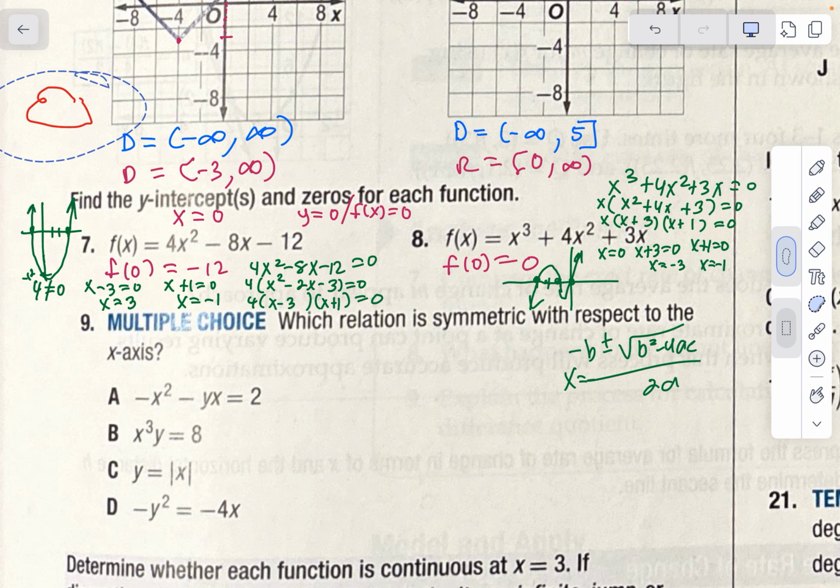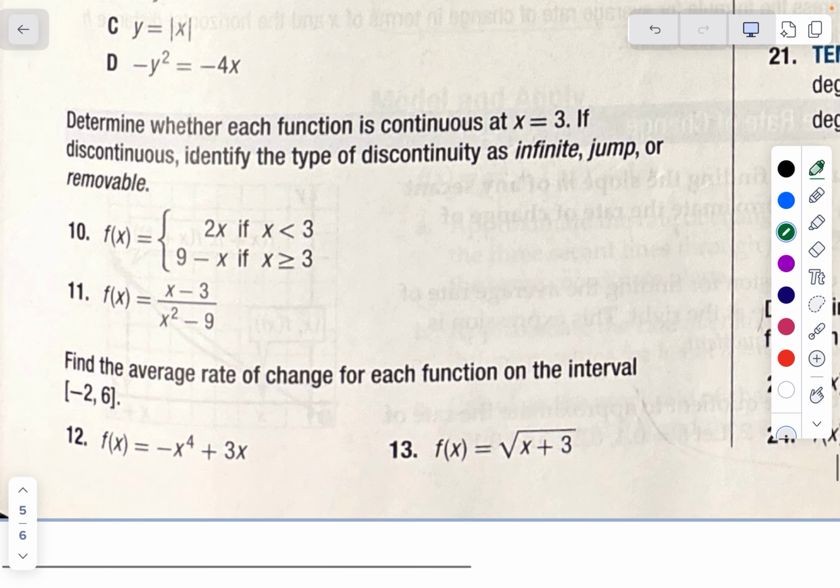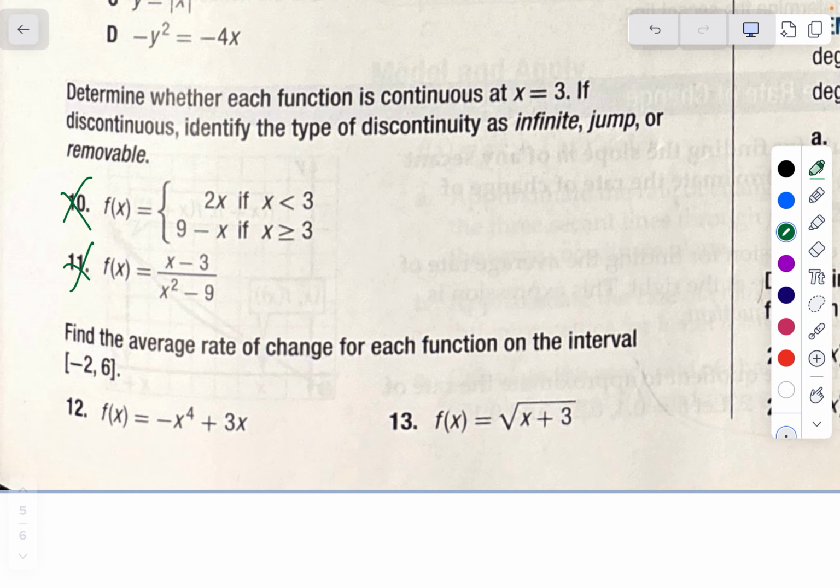Okay, so now let's talk about 9. It says which relation is symmetric with respect to the x-axis. I don't want to do that. We didn't do x-axis symmetry. We'll talk about symmetry later, but yeah, we don't care about 9. We don't care about those. Let's jump to 12 and 13. 12 and 13, I'll just do 12.